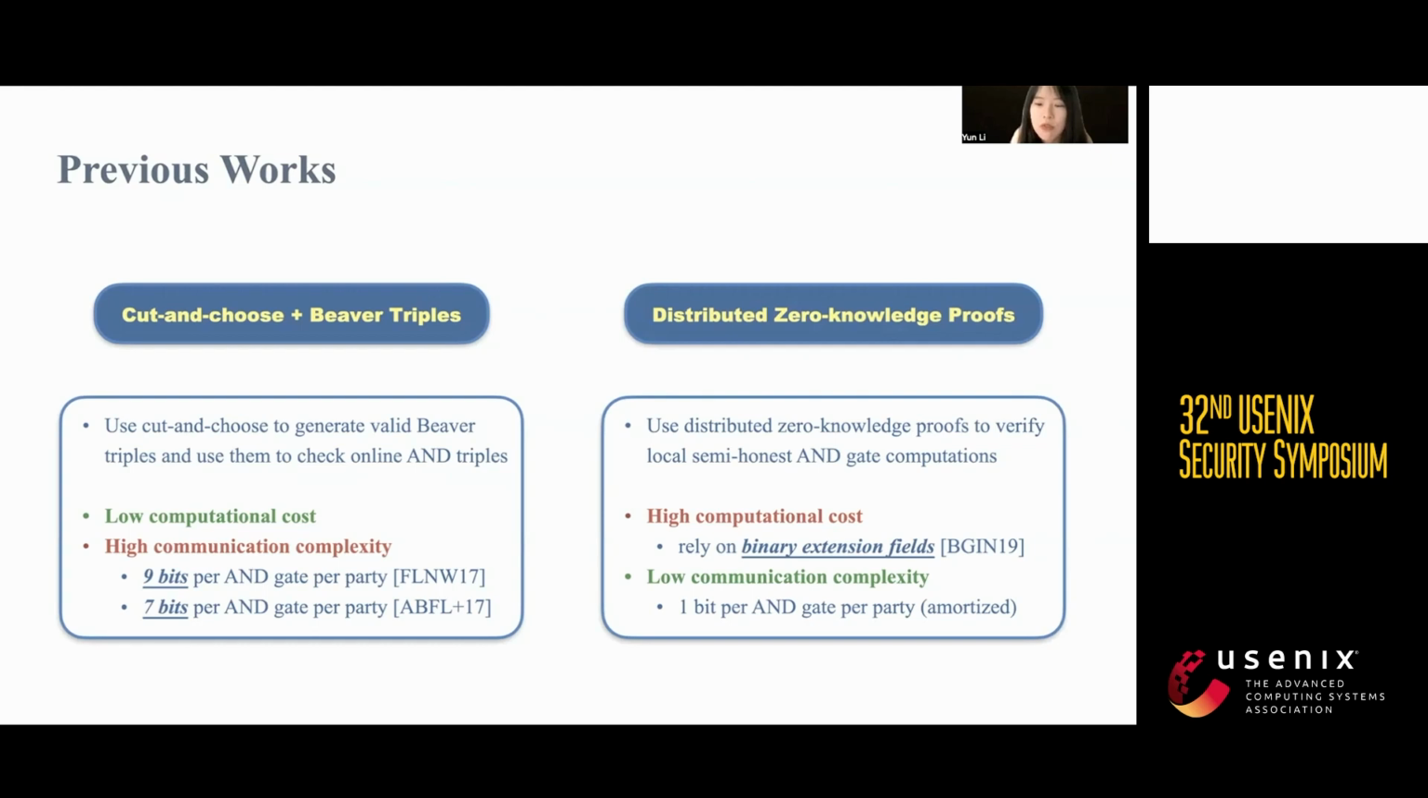Another representative work is BJ19. It uses distributed zero-knowledge proofs to achieve sublinear communication costs in the verification phase. And thus, the amortized communication cost of BJ19 is the same as the semi-honest protocol, only 1 bit per AND gate per party. But it relies on binary extension fields to perform distributed zero-knowledge proofs, and thus incurs high computational cost.